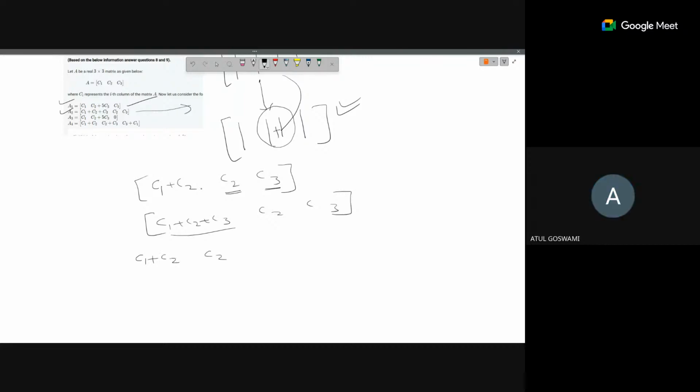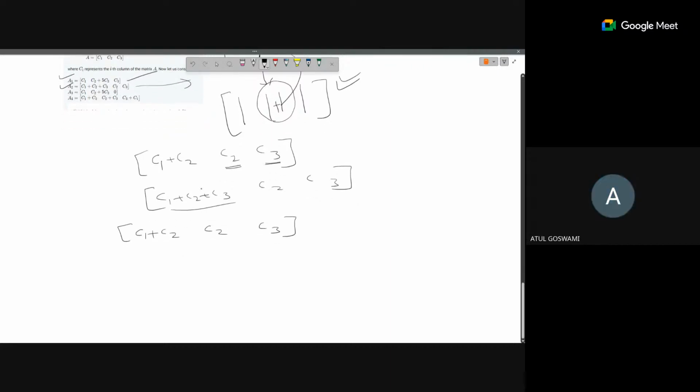Now C2 and C3 as it is. Now here C2 plus C3. Okay, so we can apply C1 plus C2. We can add this third column in the second column, C2 plus C3. No problem here.